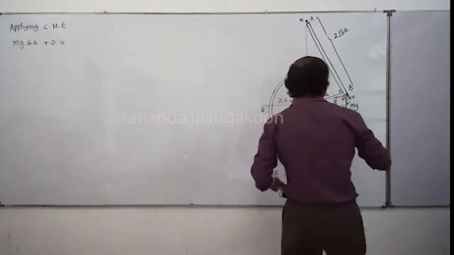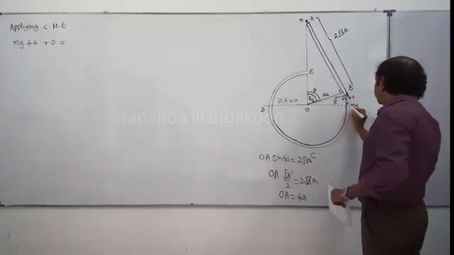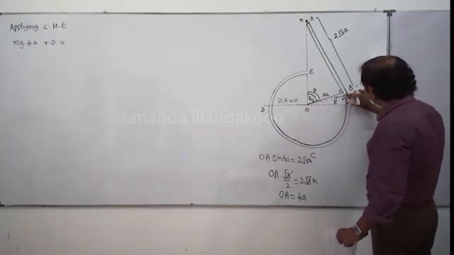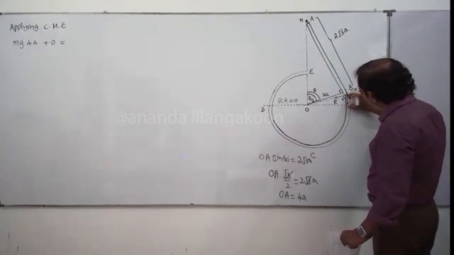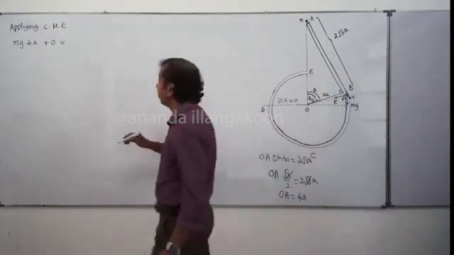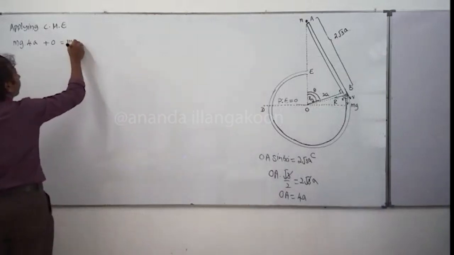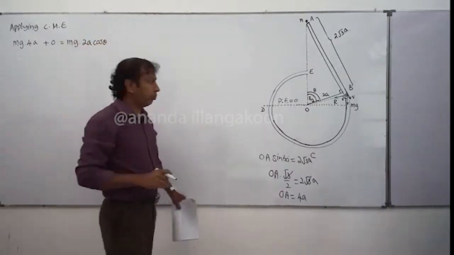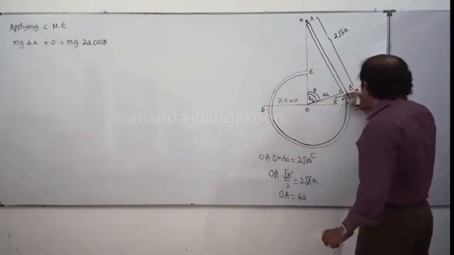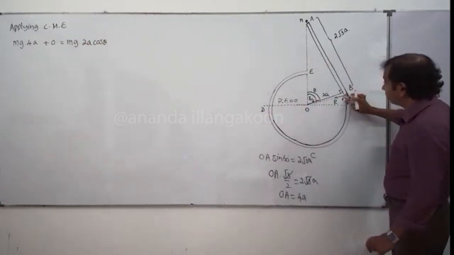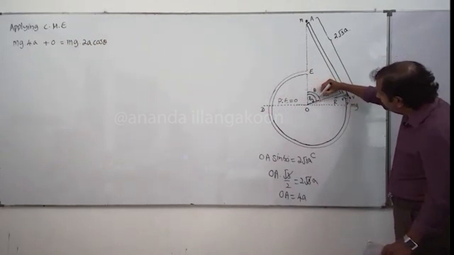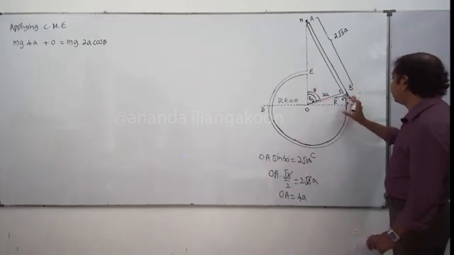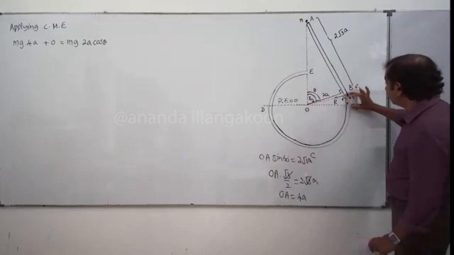people, this height we need. From here to here, it's 2A. This is theta, therefore this height is 2A cos theta, mg 2A cos theta. mgh, no? This is 2A. This is theta, because when this angle is theta, by alternate angles this is also theta. Then this radius is 2A, and 2A cos theta is this height.